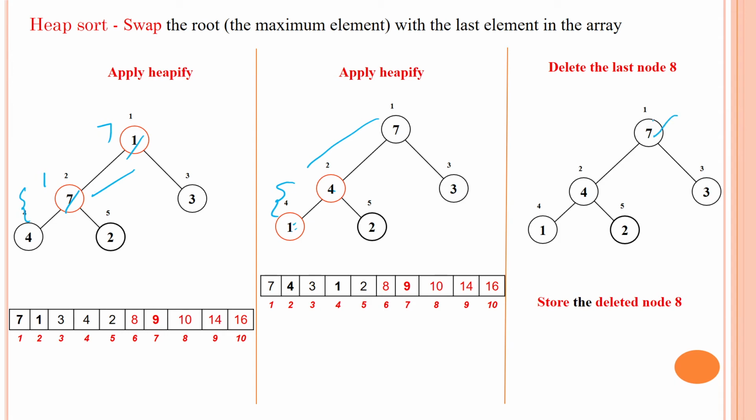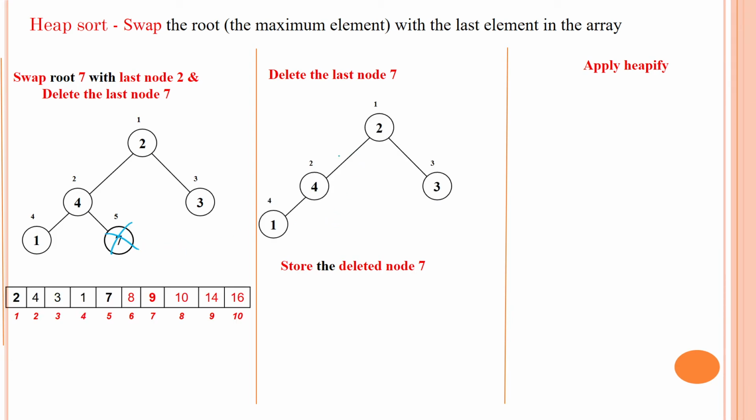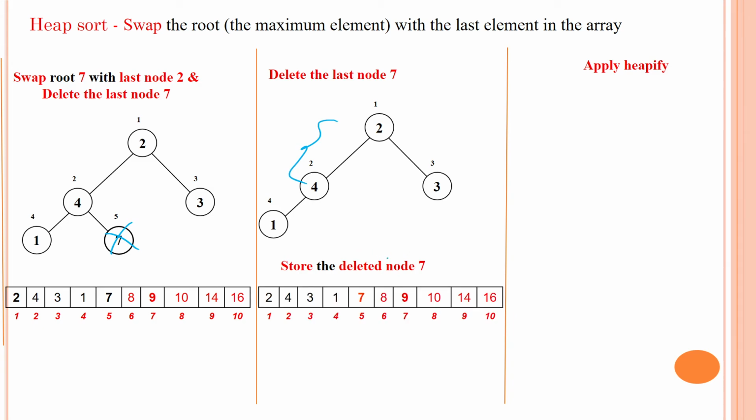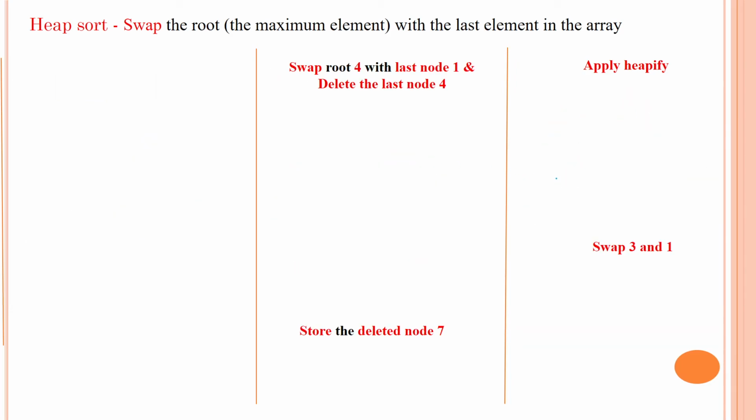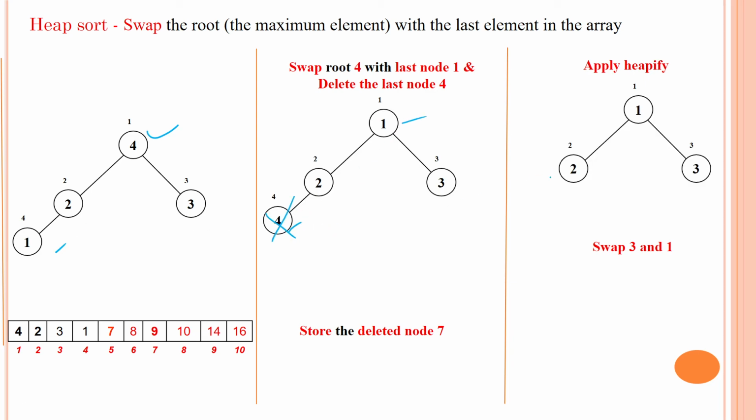Now you are exchanging the 7 and 2. After exchanging, deleting the 7. Then after deleting the 7, again the heap property is not satisfied. So the deleted node 7 is stored in the index where we have deleted. And again checking the heap property, it is not satisfied. So 4 and 2 will be exchanged. Once 4 and 2 are exchanged, now satisfying the heap property, so exchange the 4 and 1, then delete the 4. Once the 4 is deleted, now we have the heap like this.